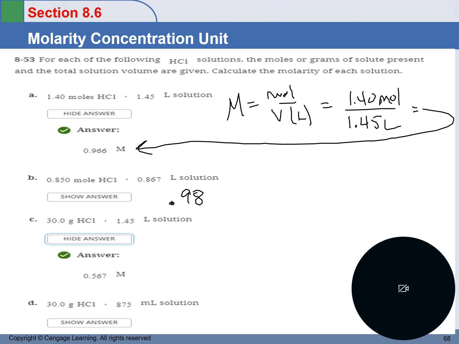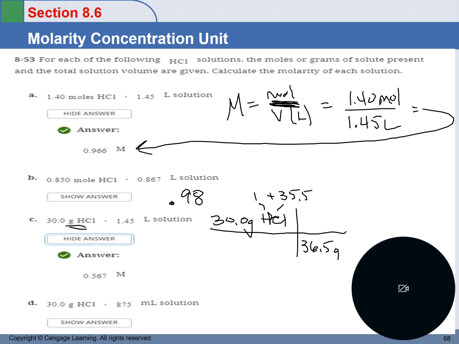C is a little bit different because they give you grams. In order to use this equation, we have to be in moles. So you're going to take your 30.0 grams of HCl. You're going to find your masses off the periodic table. Hydrogen weighs 1, chlorine's about 35.5. Add those together, you end up with 36.5 grams per mole. And then you can divide by the 1.45. So I'll do that real quick. When I do it, I end up with 5.6.